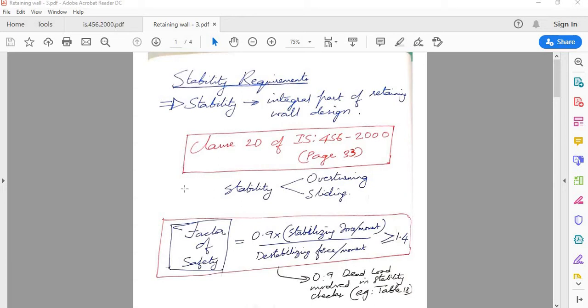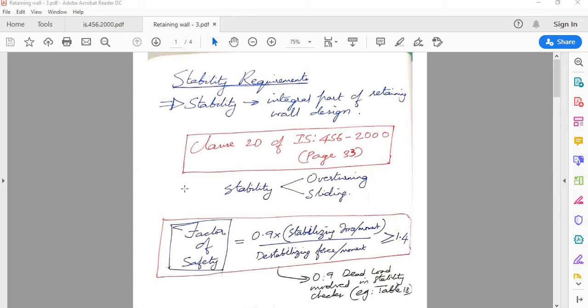Now we had told this over and over again. When it comes to retaining wall design, the stability check is almost as equally important, or probably more important than the actual strength checks, because there is the risk of retaining wall sliding or overturning as a whole. So there is no point in designing the members to resist the load unless the retaining wall as a whole is stable. Now with regards to stability, we had said there are two things: there is overturning and there is sliding.